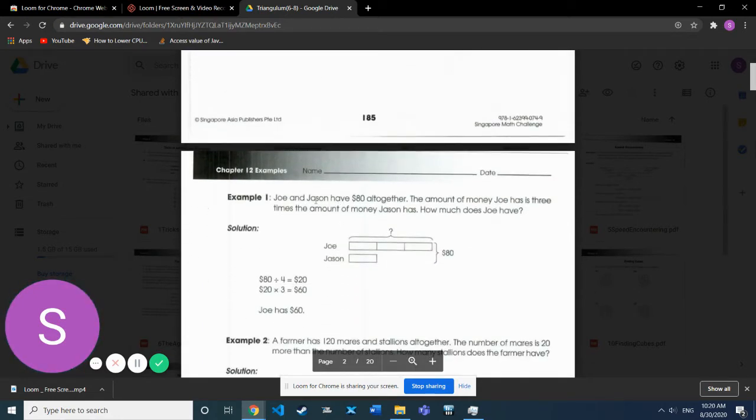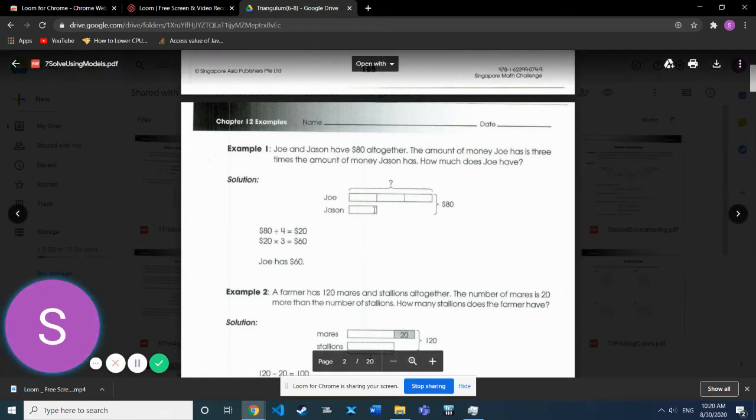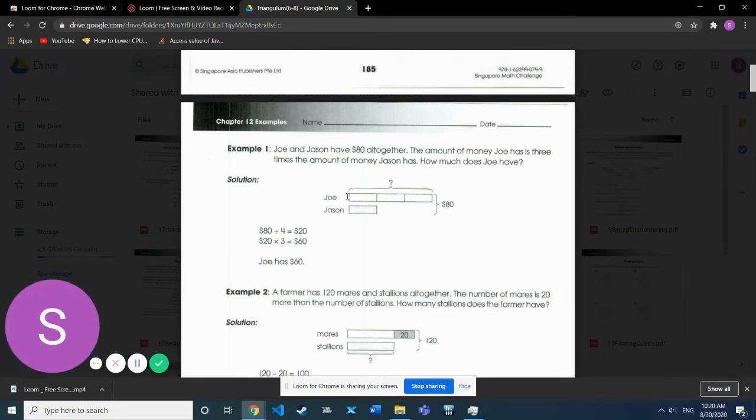Example 1. These two people have $80 altogether. The amount of money Joe has is three times the amount of money Jason has. How much does Joe have? Here, what you can do to represent that is make each different part of that $80 a rectangle. Jason just has one of those, and because Joe has three times his money, it's going to be three of those rectangles. Altogether, these are $80. But you see that in total, there are four units of money. If you divide 80 by four, it's going to be $20 per rectangle.